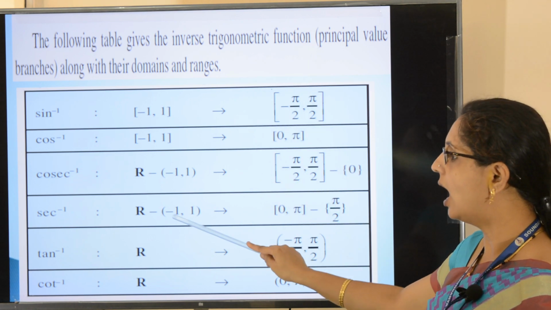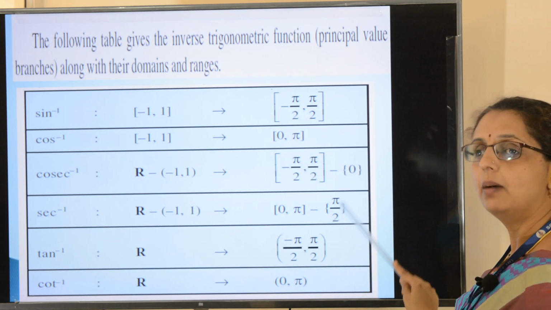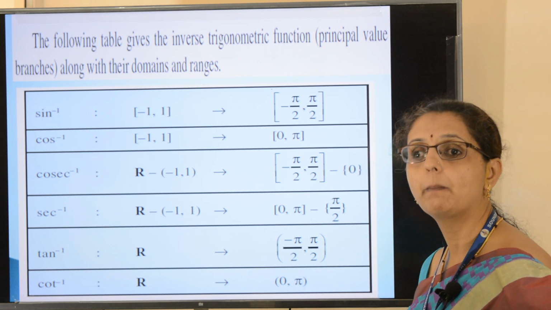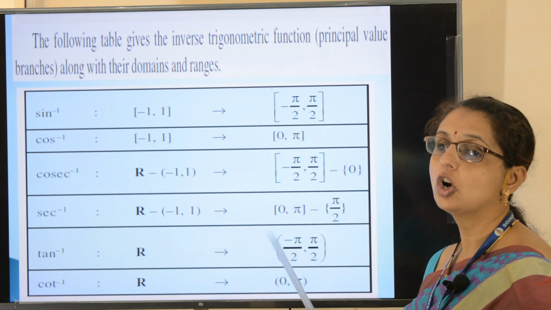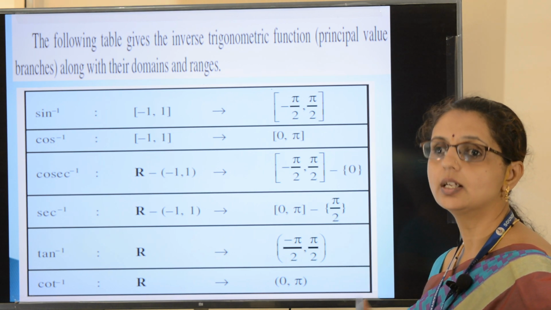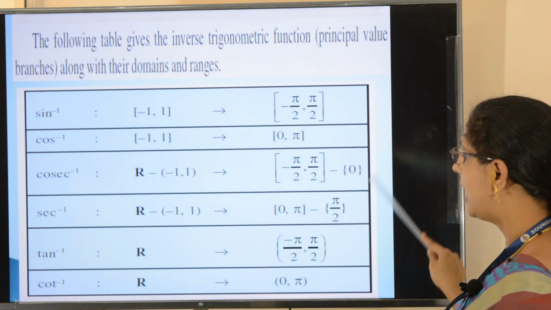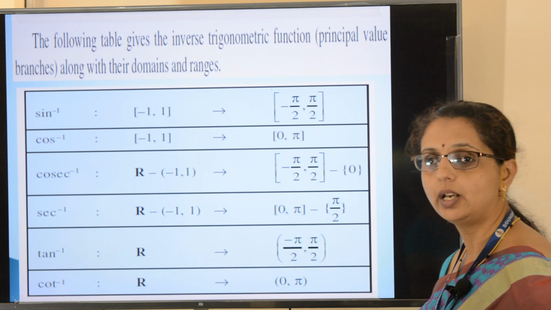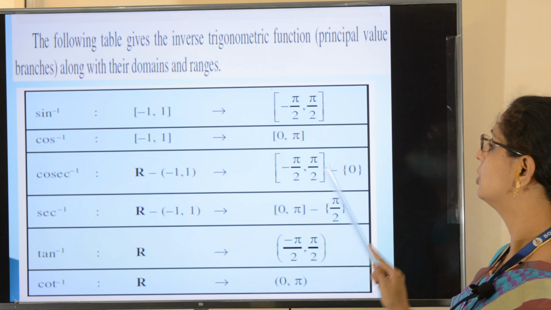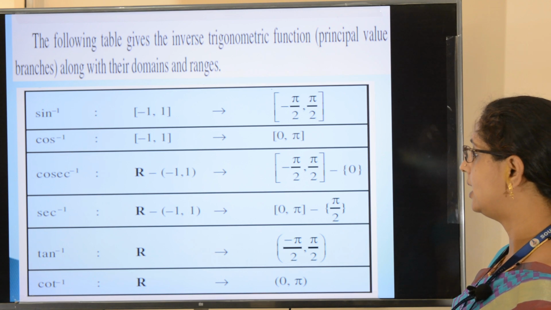Secant inverse, reciprocal of cos inverse, which we all know. Once again, R minus of -1 to +1. Same thing we take, but this time observe, I have not excluded 0, but I have excluded what? Pi by 2. Why? Because cos of pi by 2 is 0. Secant is a reciprocal of cos, and secant inverse is also a reciprocal of cos inverse. When I substitute pi by 2 in the denominator, it leads to undefined, indeterminate form. So only 0 to pi closed interval minus the set containing pi by 2.